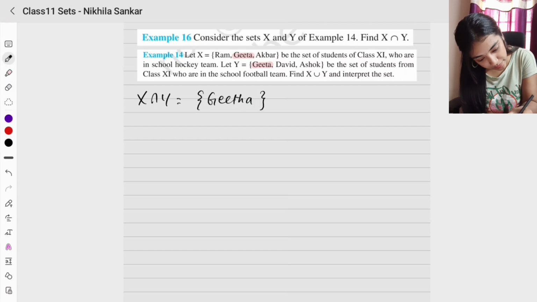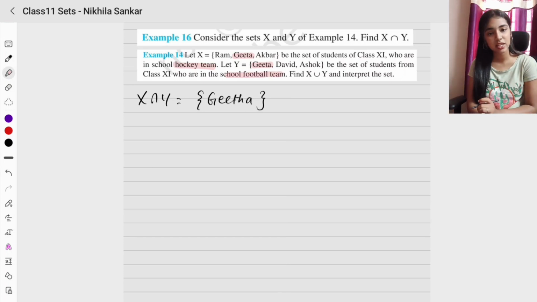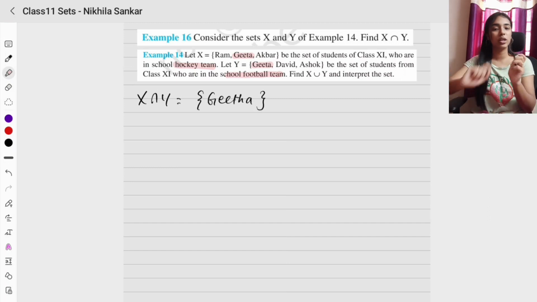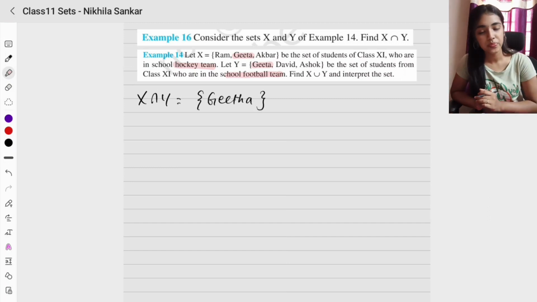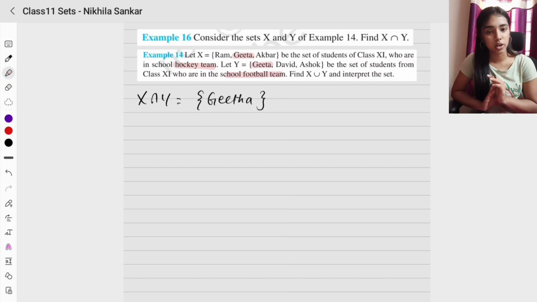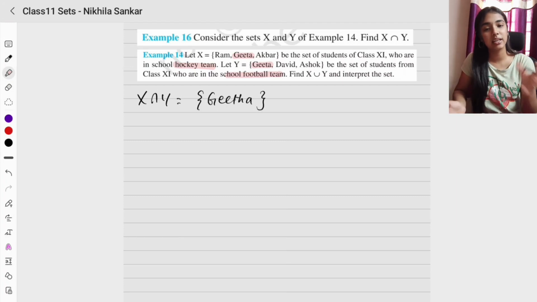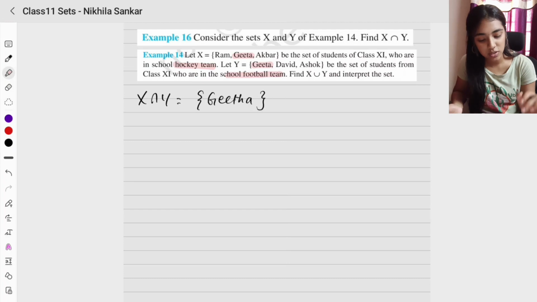அப்படின்னா என்ன அர்த்தம்? Geeta is in both school hockey team and school football team. This is the meaning. X na students who are in hockey team, Y na students who are all in the football team. So Geeta is the only girl who is in both the hockey team and the football team. Hockey team or football team, so you can tell everybody who are all there in hockey team or football team. அப்ப எல்லாரையும் சொல்லலாம். Ram, Geeta, Akbar, Geeta, David, Ashok இந்த மாதிரி நம்ம எல்லாரையுமே சொல்லலாம். So this is the difference between union and intersection.